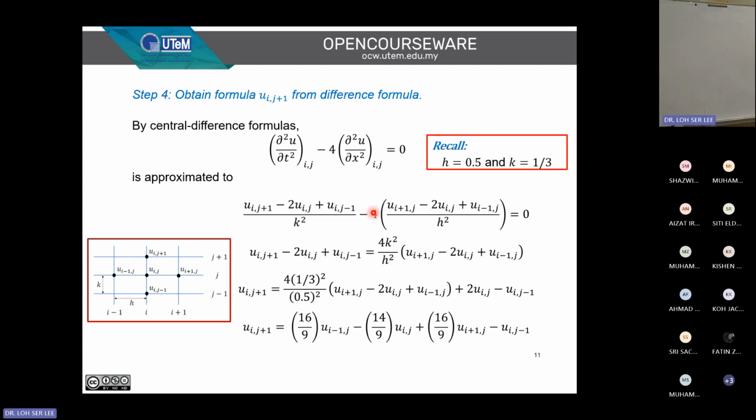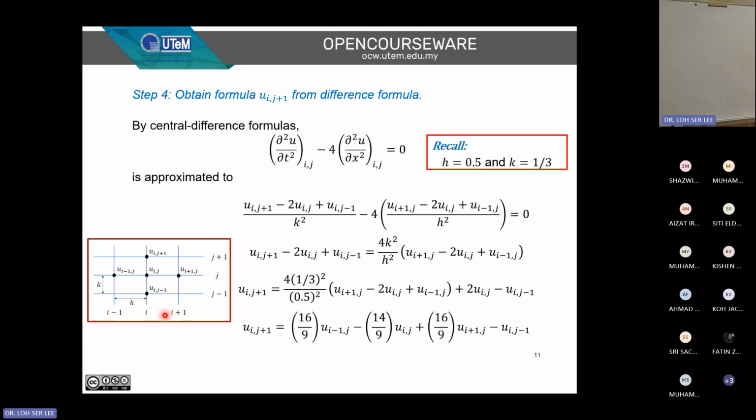Then we have 1, 2, 3, 4, 5 different u's. This is different from the heat equation. In the heat equation, we have 4 different u's, but in the wave equation, we have 5 different u's. So if you sketch on the grid points, i plus 1, i minus 1, and j plus 1 and j minus 1, if you plot all these u on the grid, you will see this is their location.